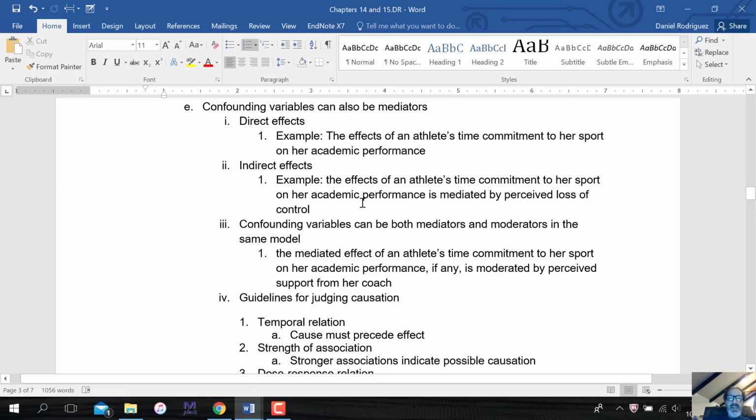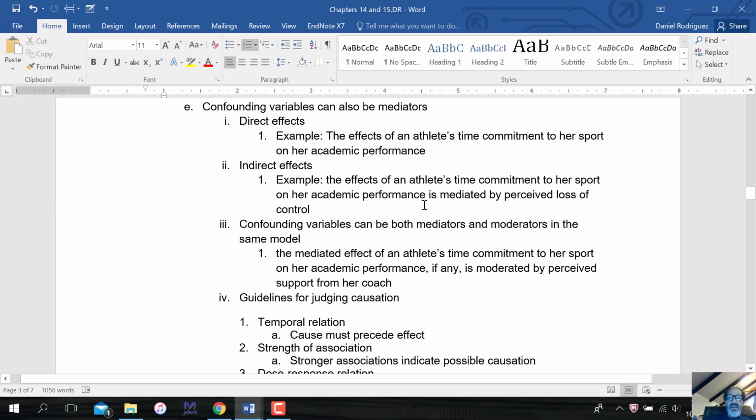In this example, the effect of an athlete's time commitment to her sport on her academic performance is mediated by perceived loss of control. If an athlete is too involved in her sport, she probably feels like she has less control over her time, and that could influence her academic performance. So there's a pathway where the effect of the predictor on the outcome is channeled through the intermediate variable.